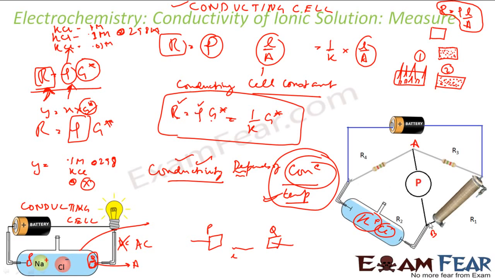Correct. So here the equation we'll use is R1 into R4 is equal to R2 into R3. And please note here AC power is used for the Wheatstone bridge, because we are saying that for this solution itself we'll be using AC power, not DC power. This is the AC power actually.